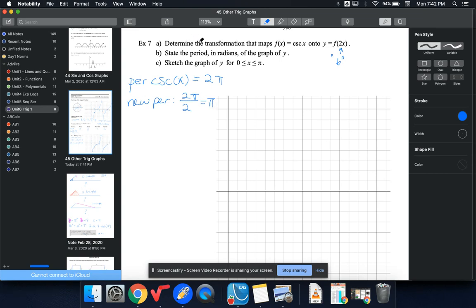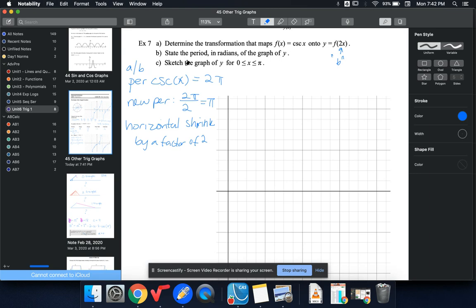And the transformation is that this is a horizontal shrink by a factor of 2. So we're taking the graph and we're compressing it down. So my period, I actually already did this. So this is going to be 2 pi over b.